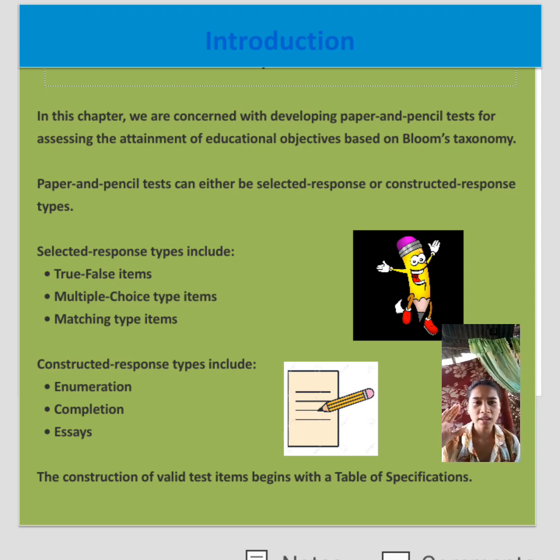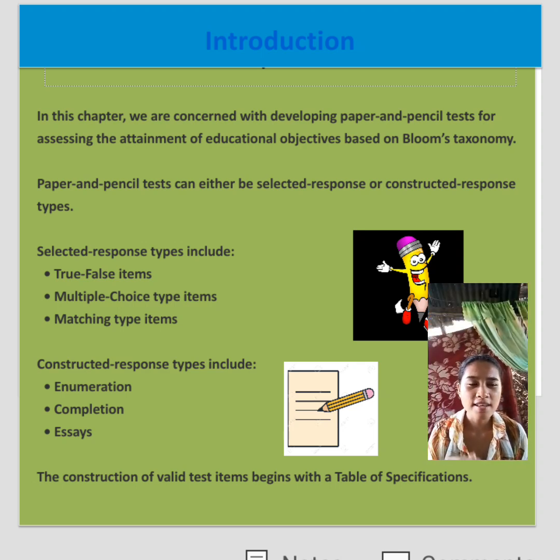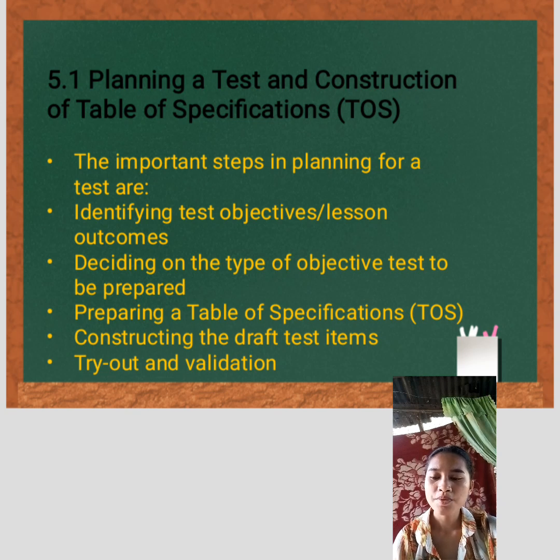Then when we say constructed response, it's kanang construct tru sa imong mind. Like for example, nag-construct ka og sentence. Like for example, essay, pahimuon ka og essay. So nasabtan na ba if unsa ang kalahian sa selected response and constructed response class? Okay, that's good everyone. So the construction of valid test items begins with a table of specification or also called the TOS. So matakol na nato siya class if unsa ang table of specification. Next class, let's proceed to the planning a test and construction of table of specification or TOS.